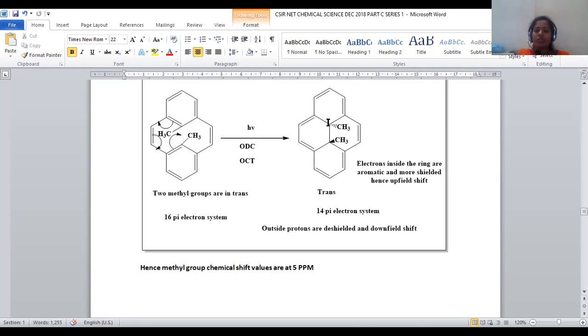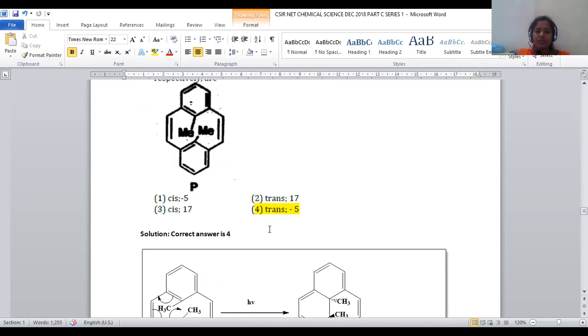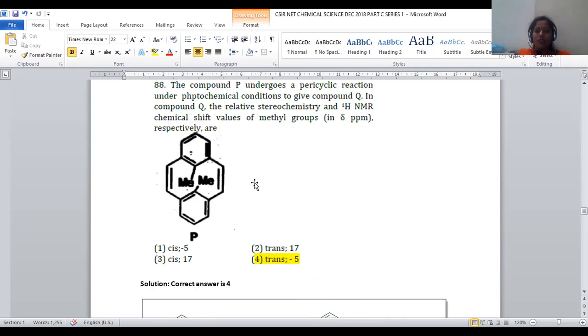And hydrogens which are away from the aromatic ring will be deshielded, and a downfield shift will be observed. But these are very near to the aromatic ring structure. That's the reason why the values are upfield rather than downfield. So in this case, trans is the right answer. Downfield will not be observed; an upfield shift is observed within the molecule, so option number 4 will be the right answer. For question number 88, option number 4 will be the satisfactory answer.